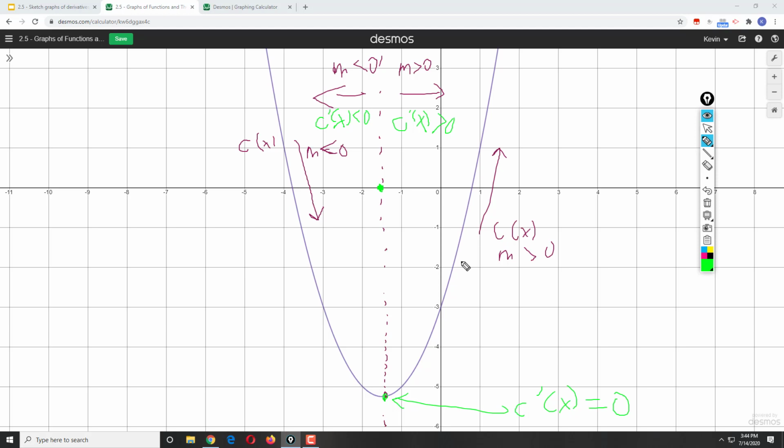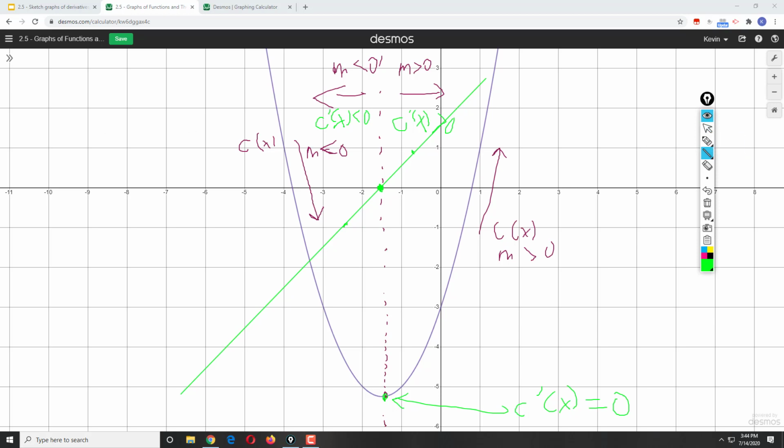Okay. And we saw that the derivative must be positive on this side, negative on this side. So we know our derivative has to look something like this. It's going up. Our derivative is negative when x is less than negative 1.5, and c prime of x, the derivative, is positive when x is greater than negative 1.5. Okay, so that's our prediction. It's just a quick graph. That's what the graph should look like.